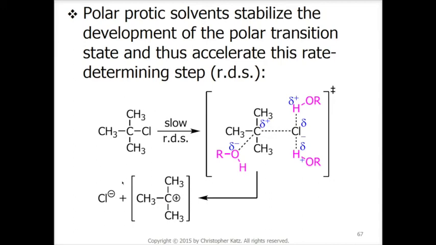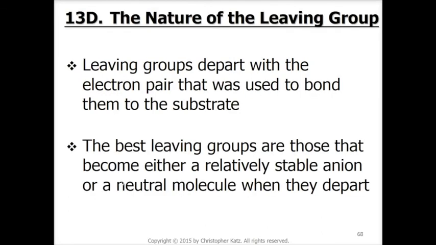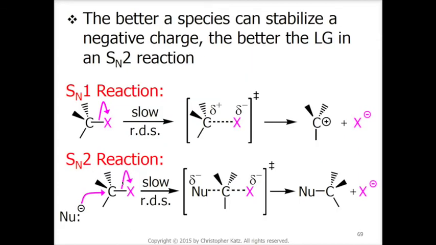All right, so the solvent here helps the leaving group to leave. The leaving groups leave with the electron pair that was used to bond to that group, which is why you get the alternating charges there. The better the species can stabilize a negative charge, the better the leaving group in an SN2 reaction.